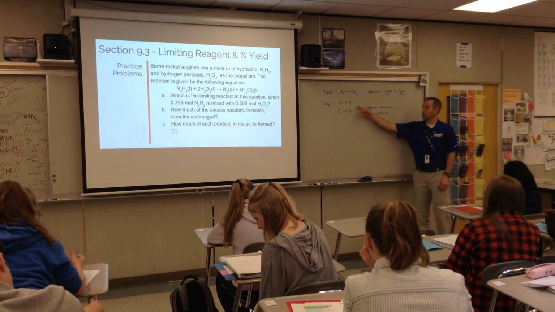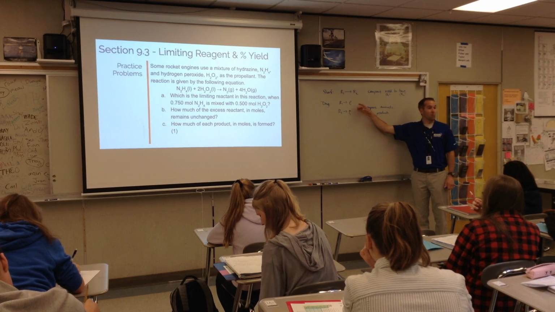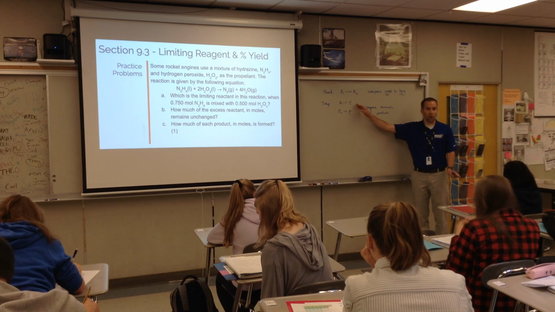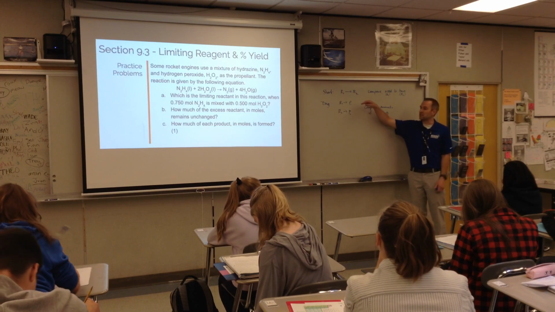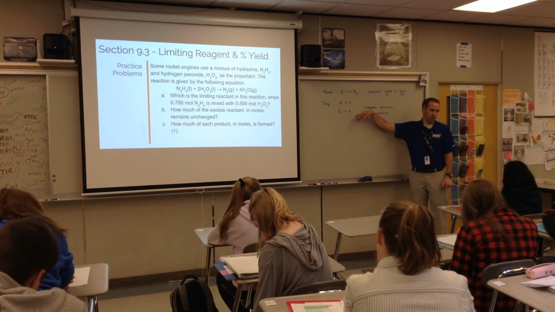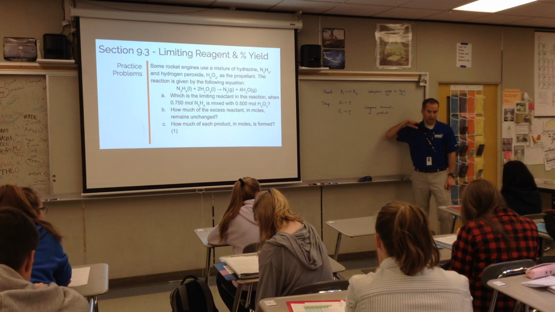Okay, so we're comparing products when we're doing the long method. Now, it could be grams of product, it could be moles of product, it could be liters of product. The units don't matter. What matters is that we're figuring out how much product we can make, and then we're comparing based on that. Okay.